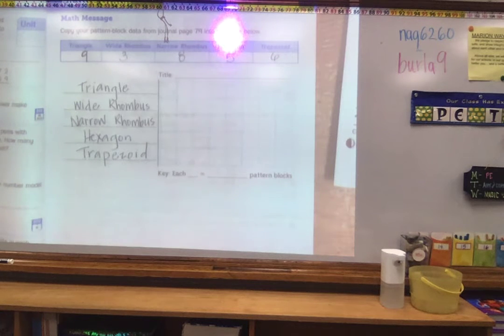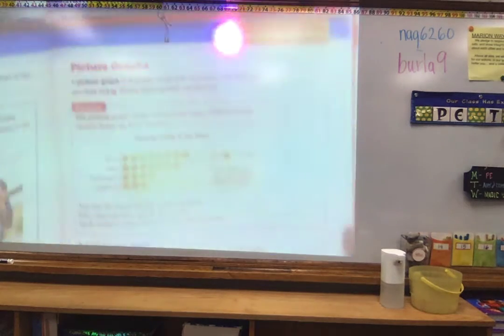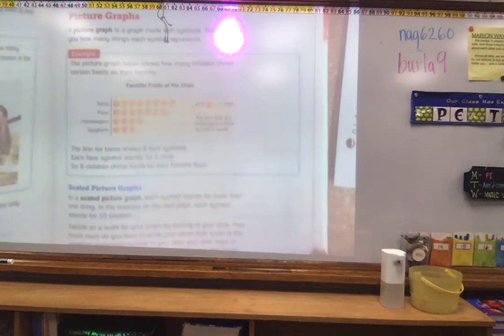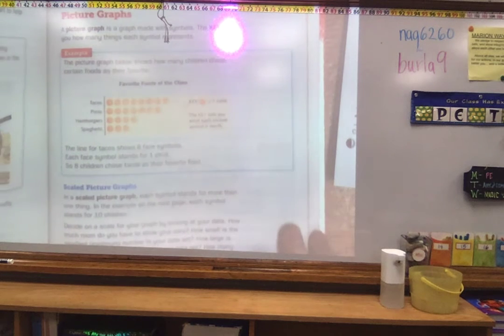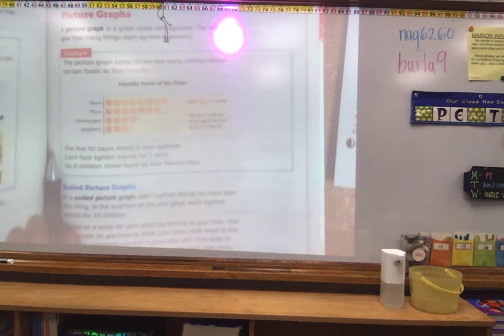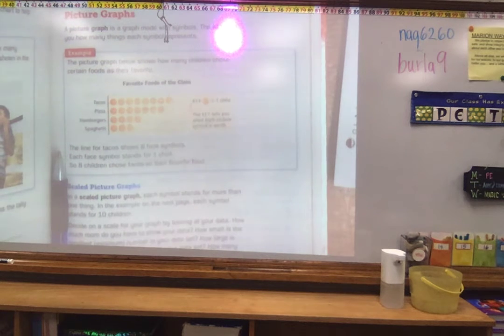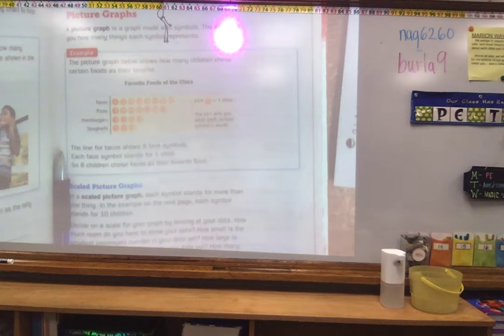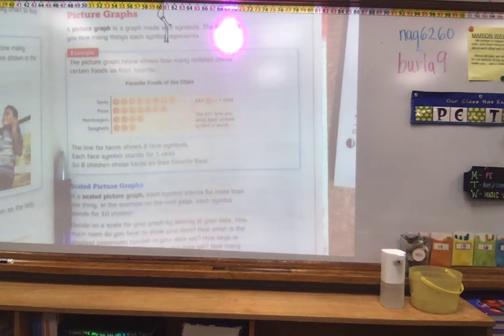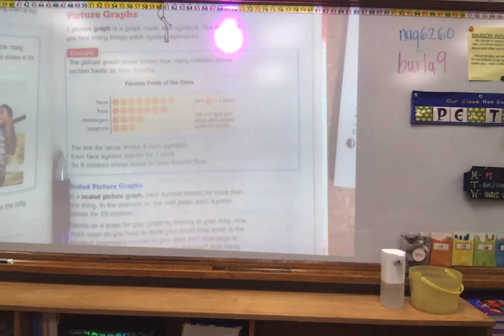Okay, and now I want all of your eyes up here because I am going to show you some things from our reference book. I don't know if it's going to stay. Wait, I have a really good idea. Now it will. Okay, so pencils down, eyes up here.